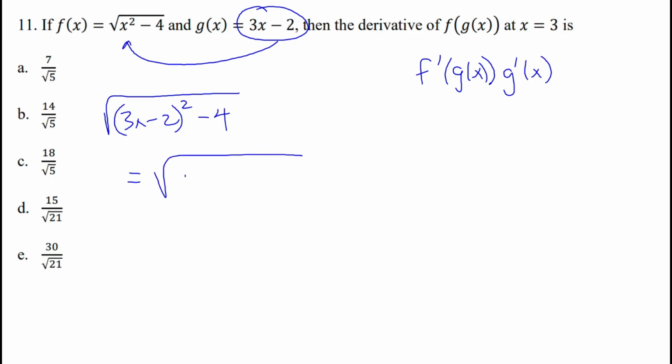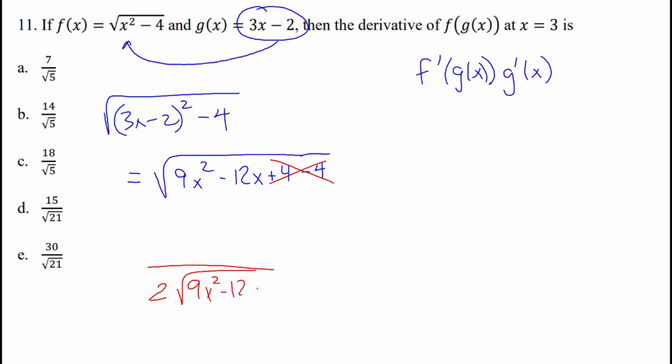Well, 3x minus 2 squared is 9x squared minus 12x plus 4. And then we still have that minus 4. That plus 4 and that minus 4 should just cancel out. So really, we're just looking at the square root of 9x squared minus 12x, and we want its derivative. Well, the derivative of that should be 1 over 2 root 9x squared minus 12x times the derivative of 9x squared minus 12x, which is 18x minus 12.